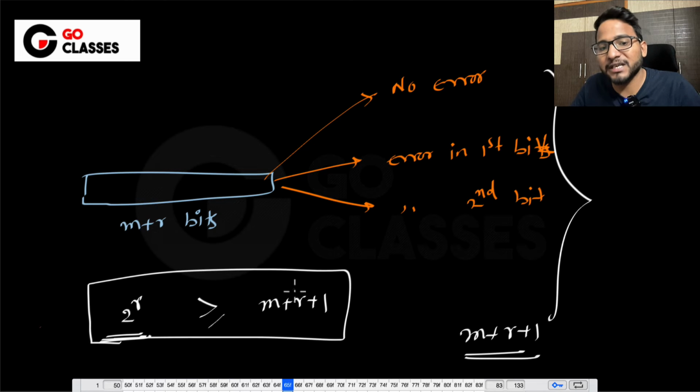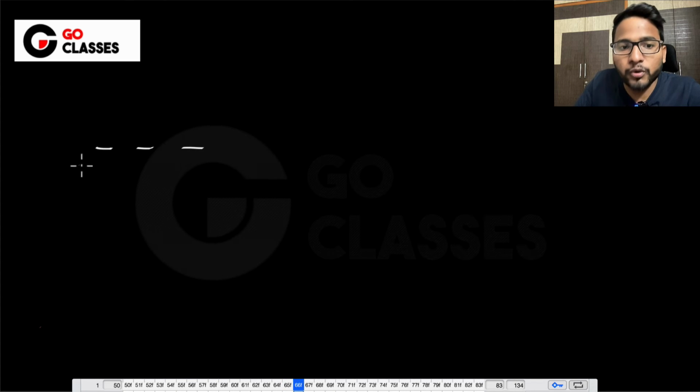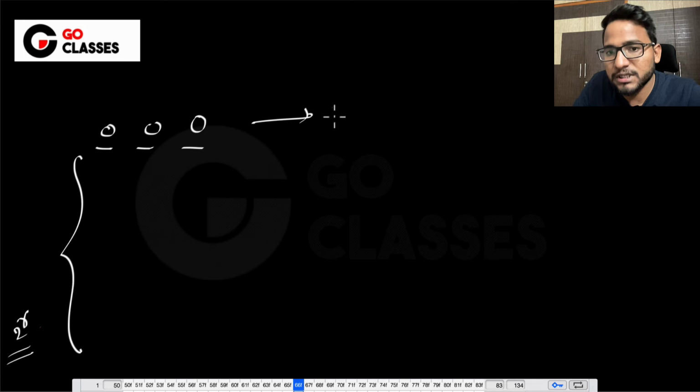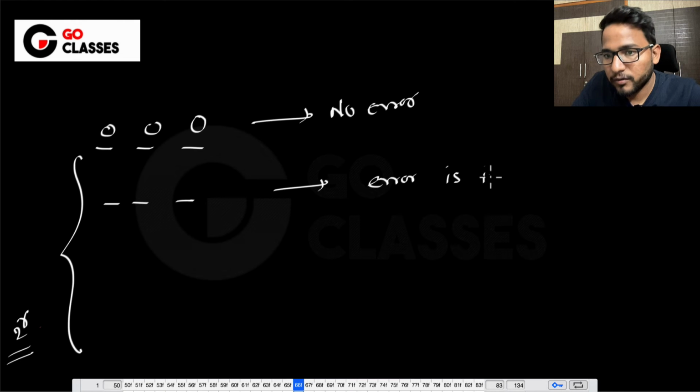Your capacity is basically saying that you can differentiate between 2 power r different patterns, which means that if there are r parity bits, then you can generate 2 power r combinations. Then you can say, let's suppose, this is one of the combinations. This combination is saying no error, and this combination is saying, let's suppose, error is in the first bit, like that.